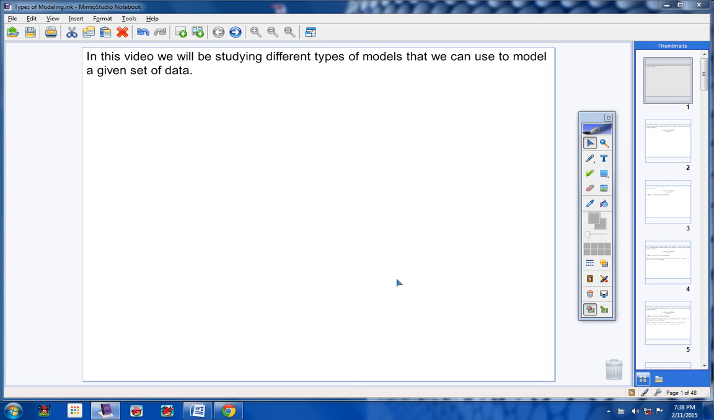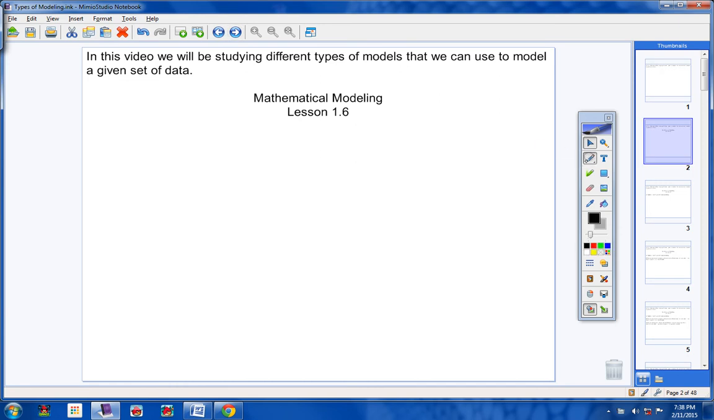Okay, precalculus students, in this video we will be studying different types of models that we can use to model a given set of data. Your heading for today will be mathematical modeling, lesson 1.6. If you'd please write that down in your notes, and be sure to include today's date so that your notes are organized.